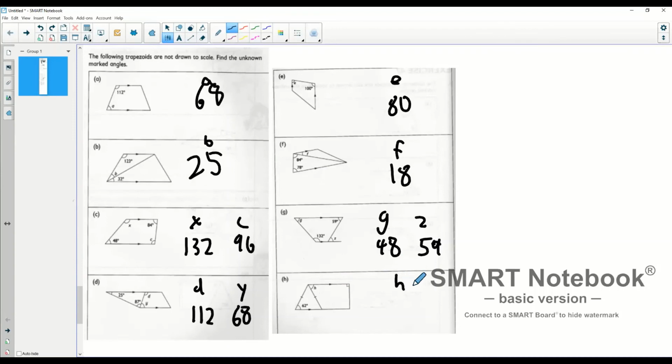For this last question, this also equals 62 because this is an isosceles. Notice these lines here, this is isosceles. If this is 62, this is also 62 because of alternate interior angles. We can also solve this by saying if this is 62 and it's on a line with this angle here, that must be 118, and then these two add to 180, so we get 62.